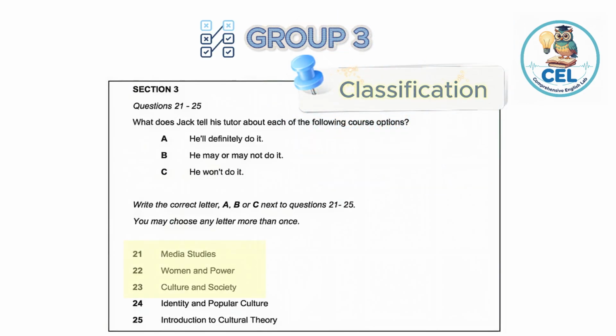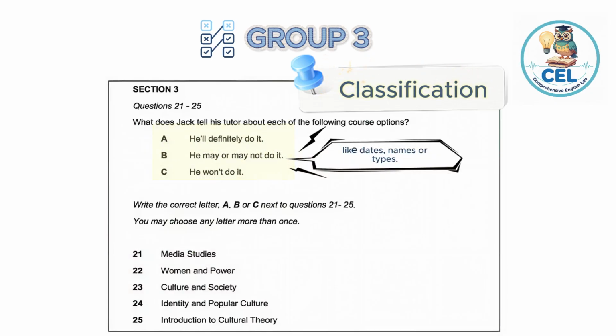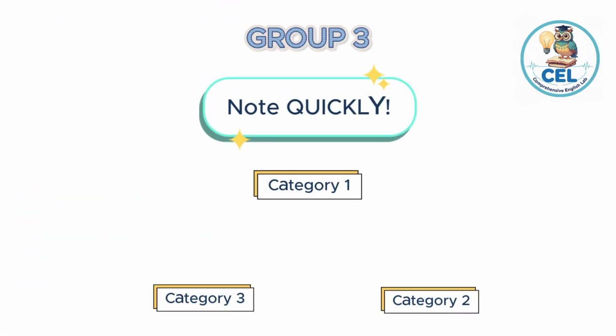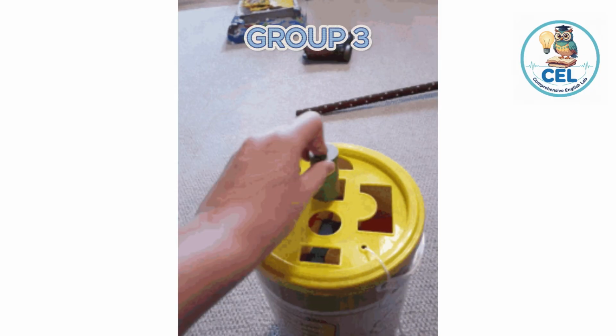Classification. You classify information into three categories, A, B, or C, like dates, names, or types. Tip: the categories repeat many times. Note them quickly. This tests sorting facts correctly.